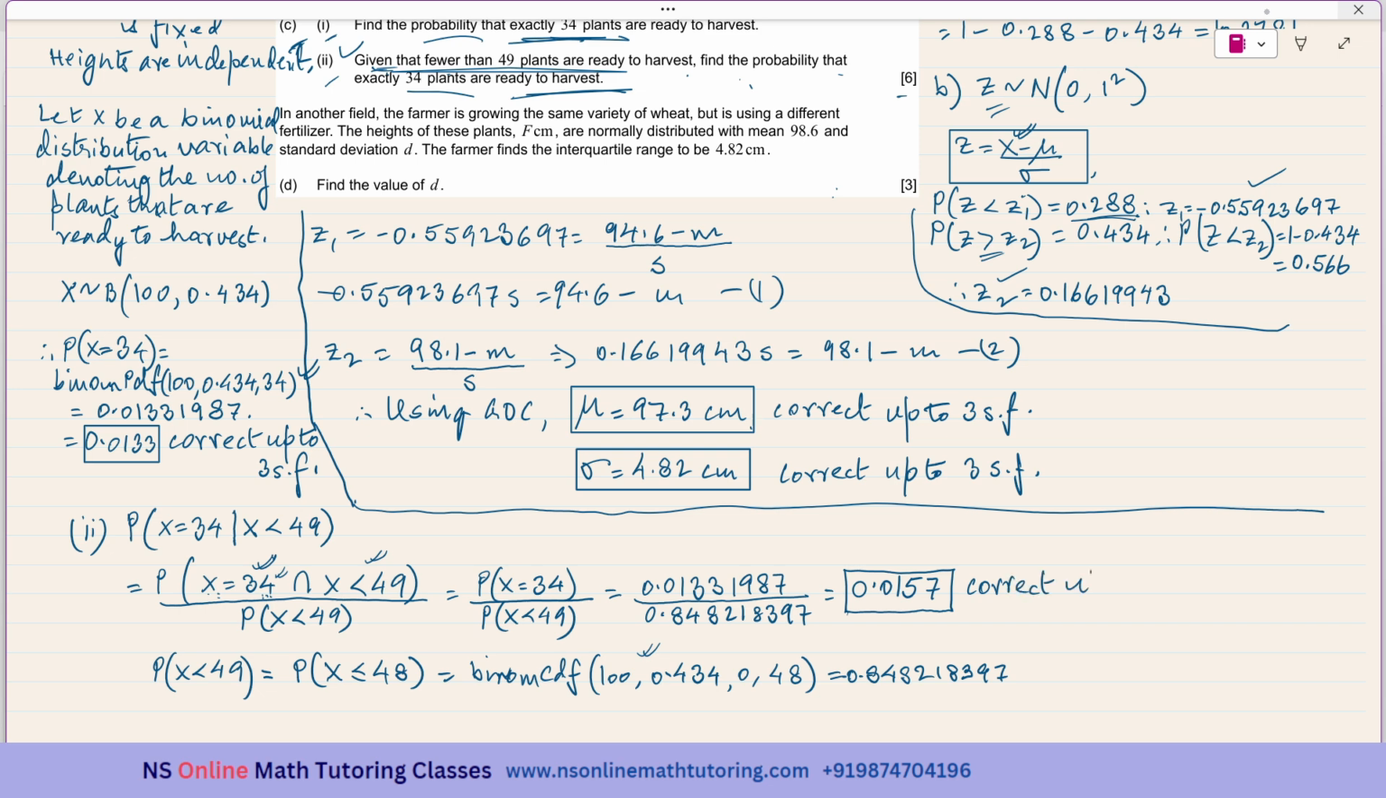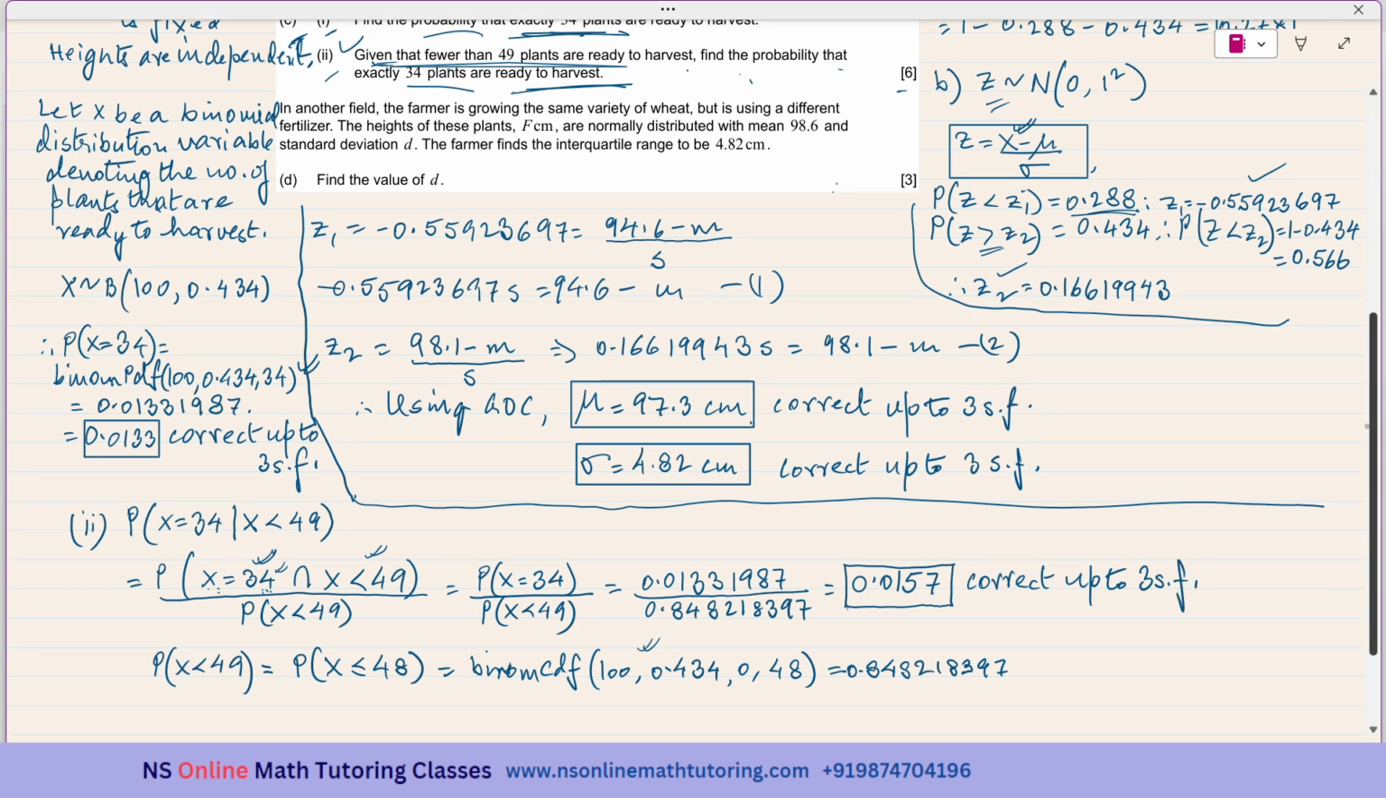Correct. Up to three significant figures. Okay. Now coming to the last subpart. In another field, the farmer is growing the same variety of wheat but is using a different fertilizer. The heights of these plants, F centimeters, are normally distributed with mean 98.6 and standard deviation D.